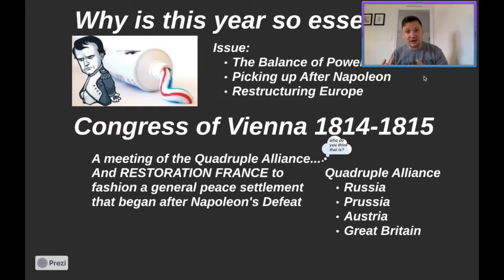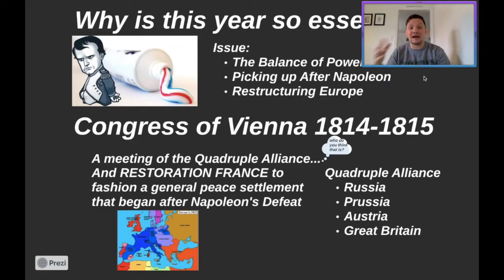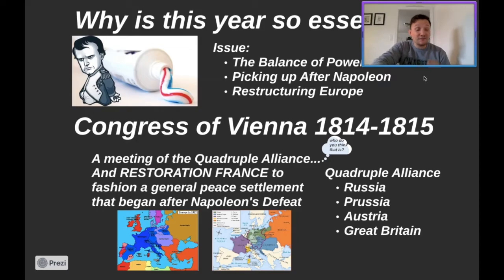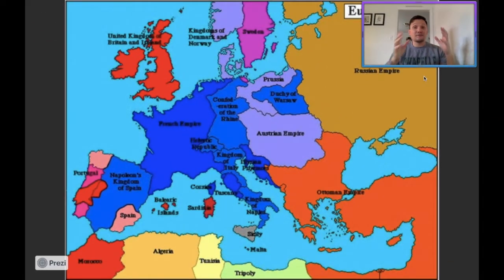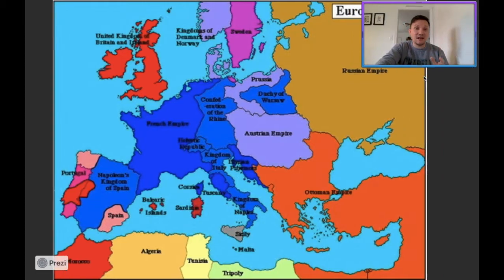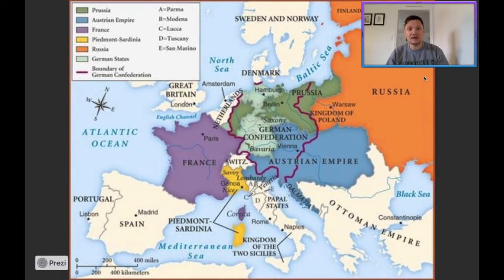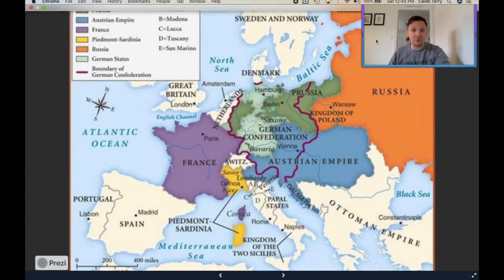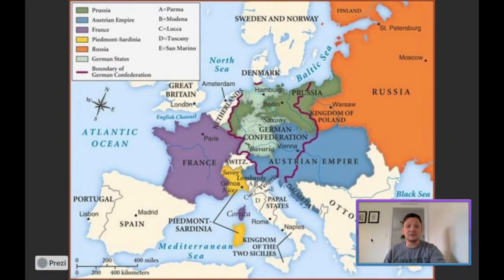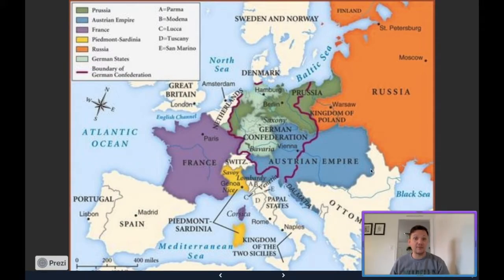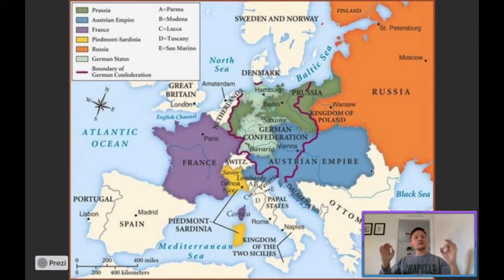And Restoration France is going to be France post-Napoleon, right? To fashion a general peace settlement after Napoleon's big defeat, right? Because they had to figure out a way to take Europe from this and turn it into something that is elegant, efficient, nice, beautiful, and economically viable, right? And so they decide to turn it into this, right? And some of y'all are probably immediately looking at this being like, I've seen this map before. All right, so no, you haven't. You've seen something like this map before, but you haven't seen this map before, right? This right here is the Concert of Europe map.